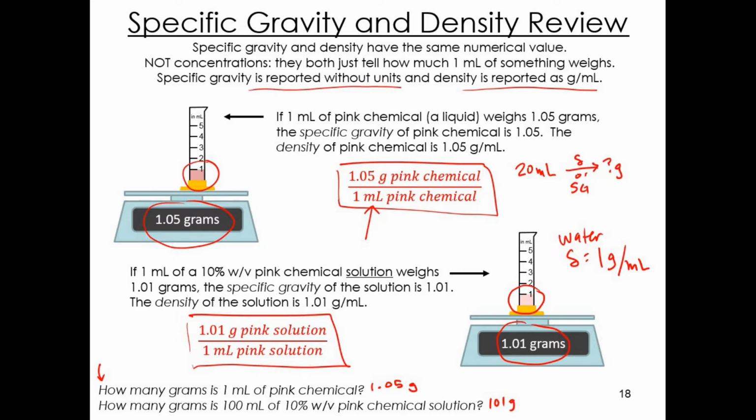This involves a quick proportion where we scale up the density of the 10% pink solution from 1 to 100. So instead of 1 mL of pink solution, we have 100 mL of the solution, and we want to know how many grams that represents. So 100 times 1.01 gives 101 grams.